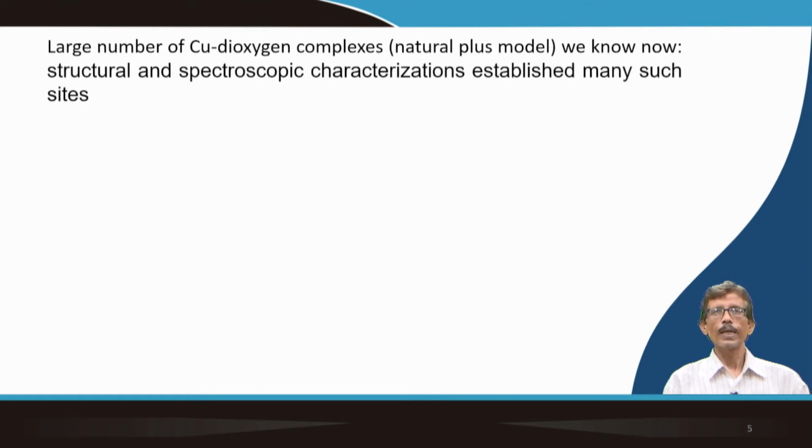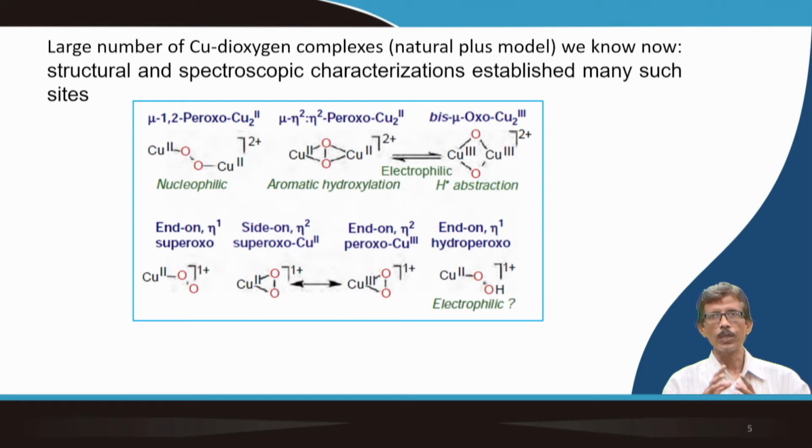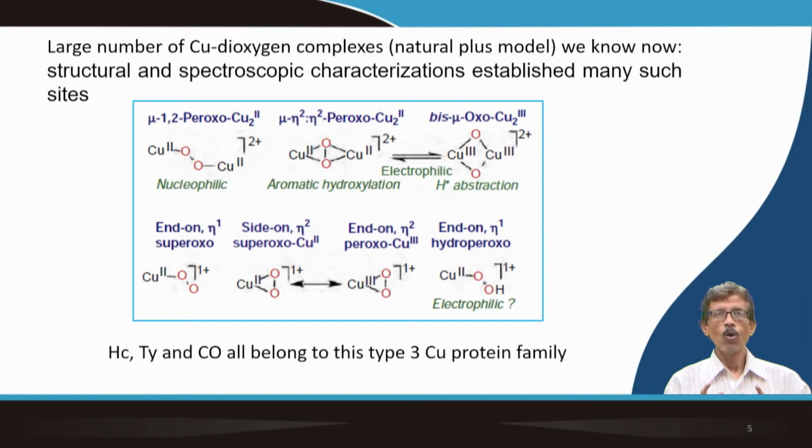What we see is that there are a large number of such systems, we all know, and the structural and spectroscopic characterizations could establish many such sites, not only in hemocyanin, but we can identify those sites in the tyrosinase molecule or in the catechol oxidases also. So, what basically are they doing? Not only the naturally occurring systems, but also our synthetically prepared model compounds are also very important to tell us much information.